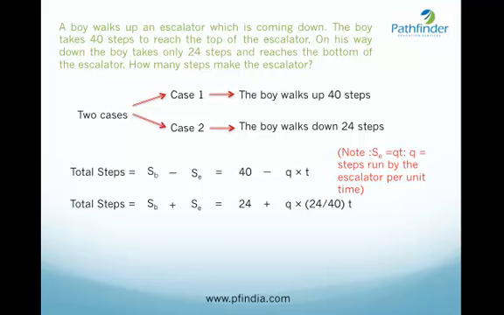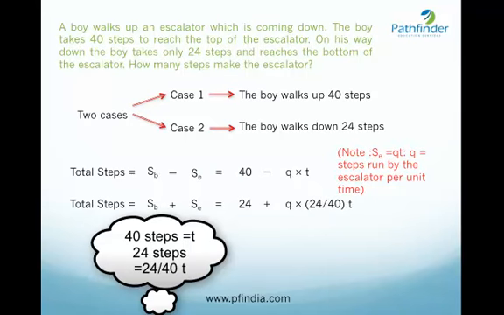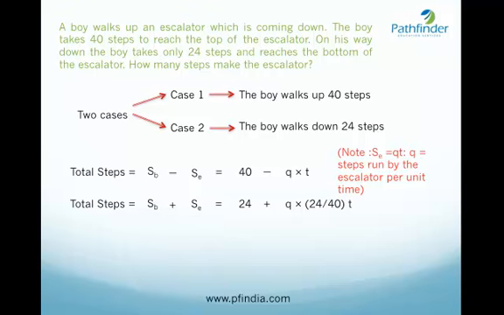Now, why that 24 upon 40 into t? We assumed that if the time taken by the boy to walk 40 steps is t, then the time taken by the boy to walk 24 steps should be 24 by 40th fraction of t. Because the escalator only runs for as much time as the boy has been walking.